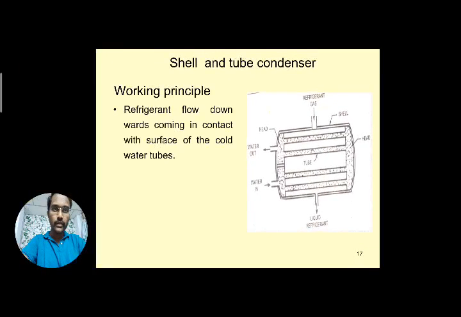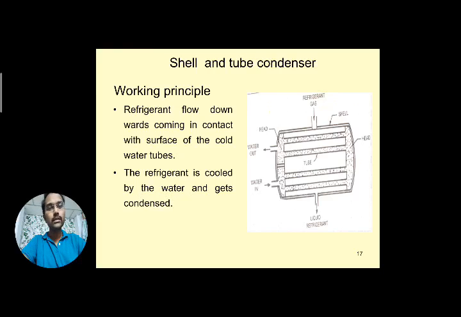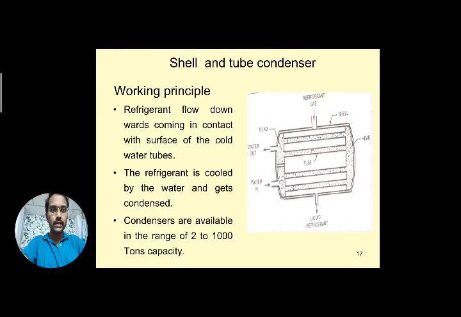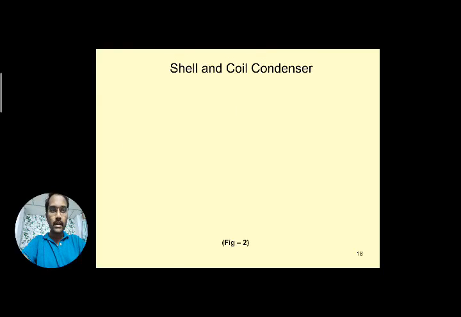And next, the refrigerant flows downwards, coming in contact with the surface of the cold water tubes. Whatever water tubes are there, it is making contact with that. Now what happens, the refrigerant is cooled by the water, by the cooling medium, and gets condensed. That condensed refrigerant is collected at the bottom.